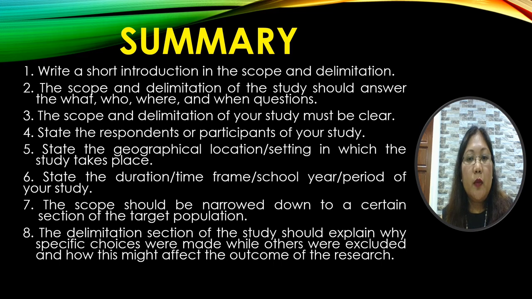State the respondents or participants of your study. State the geographical location or setting in which the study takes place. State the duration or time frame or the school year or even period of your study. Next, the scope should be narrowed down to a certain section of the target population. So, if you are going to select your advisory class as part of your experimental group, then you may select it, because you always have your choice to select a group of your respondents. It can be experimental or non-experimental group, okay? So it must be narrowed down into a certain section, okay, for you to focus.